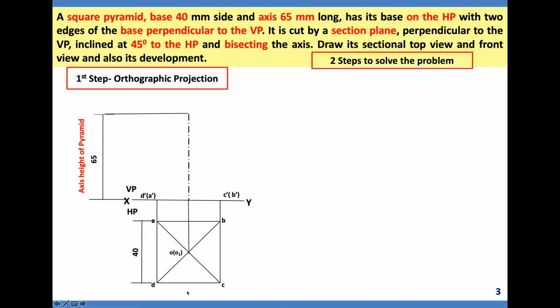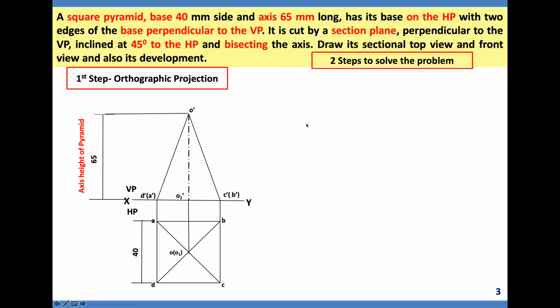So here I have done the notation where I have kept my cursor. The observer will be positioned here. To this observer, D and C are nearer, A and B are away. That's why in front view, A dash and B dash are kept in brackets. O dash, O1 dash, complete the front view.